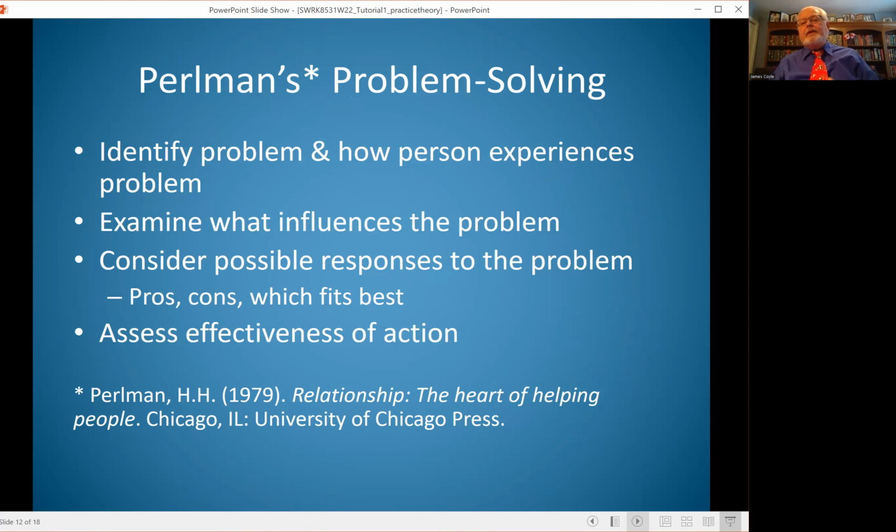Helen Harris Perlman is one of the more notable theorists in social work history, and she discussed this problem-solving method. She encouraged social workers to identify the problem as well as how the person experiences the problem, to examine what influences the problem, to consider possible responses to the problem, and consider the pros to those responses, the cons, which fits best for the client, and have a discussion with the client about this. And finally, as I mentioned before, to assess the effectiveness of the action.